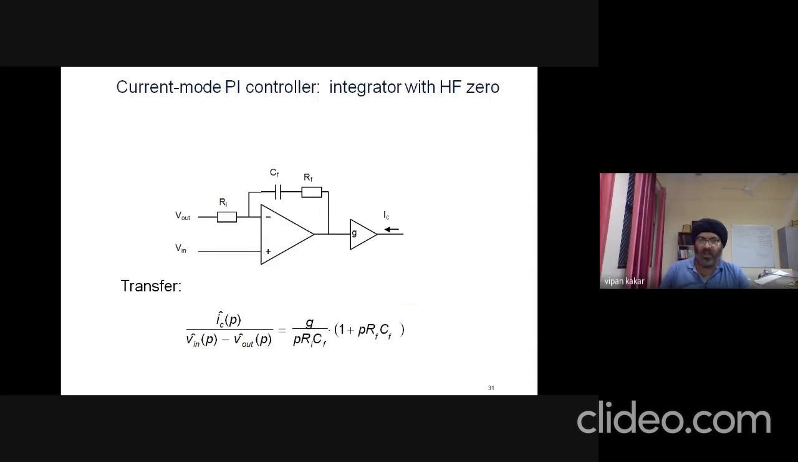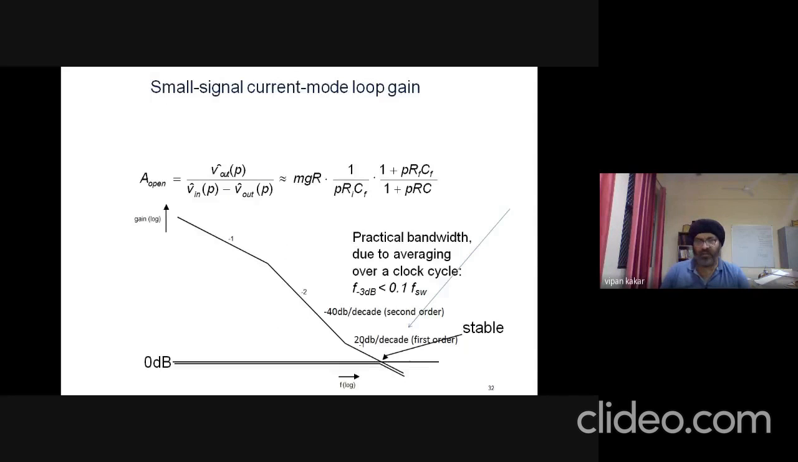Now again, adding the same integrator, which will give us the zero at the high frequencies. So the same integrator over here, which we can add to this buck converter, which is a second order system, and if we add a current mode control, we can easily make it a stable system.